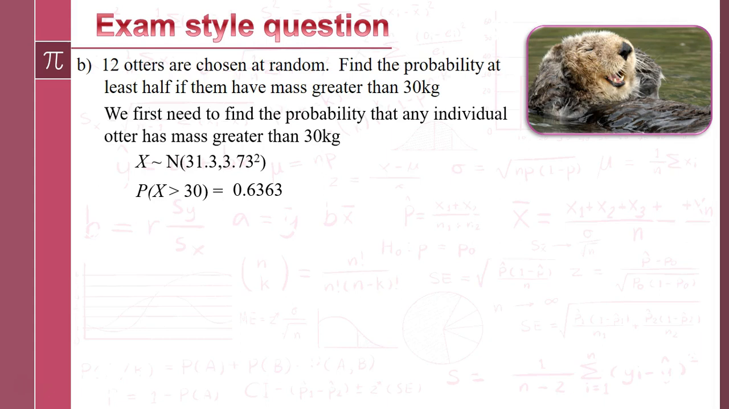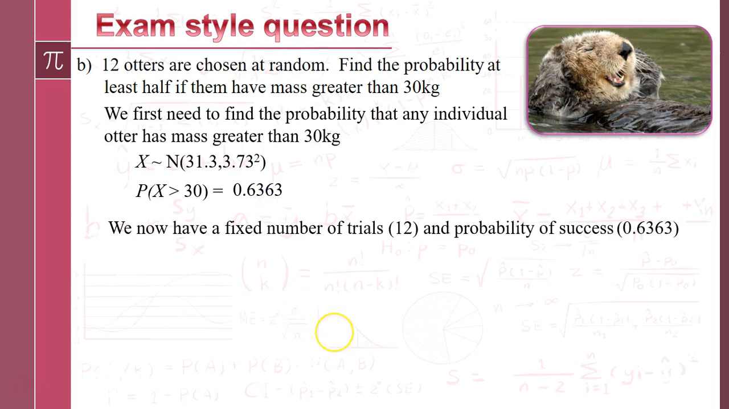It's at this point that things change a little bit, because now we've got specifically 12 otters chosen at random, and the probability of any one otter having the criteria we want, which is over 30 kilograms, is that probability there. So we've got a fixed number of trials, and we've got the probability of success, 0.6363. So what we're talking about now is a binomial distribution.